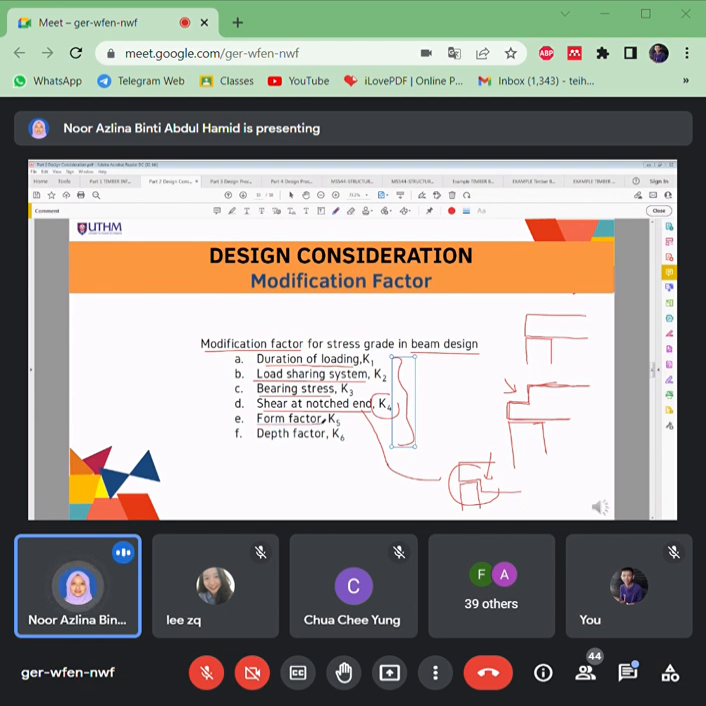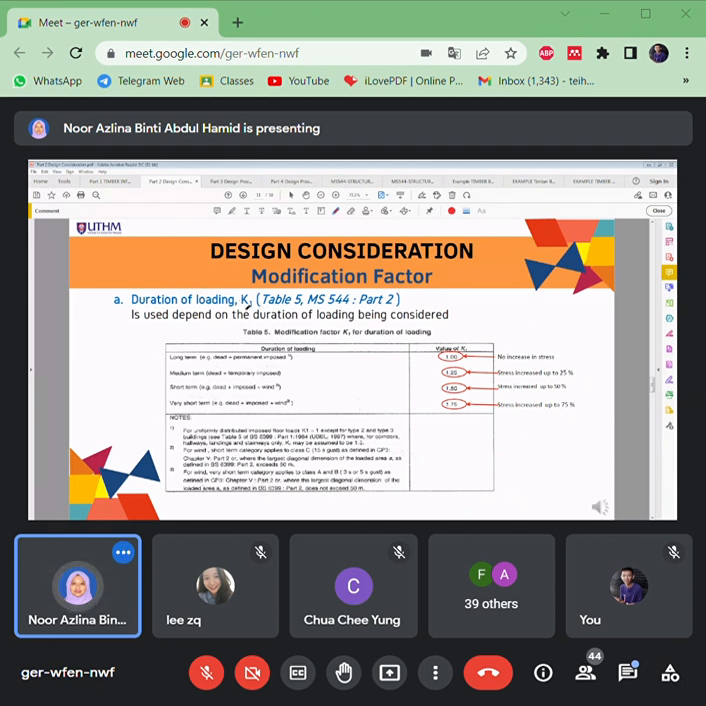And then form factor. Form factor is about the shape of that timber. Is it circular or rectangular or square? That is for K5. And then depth factor. So what is the depth factor of that timber.